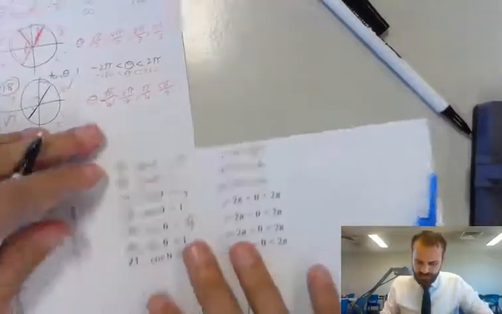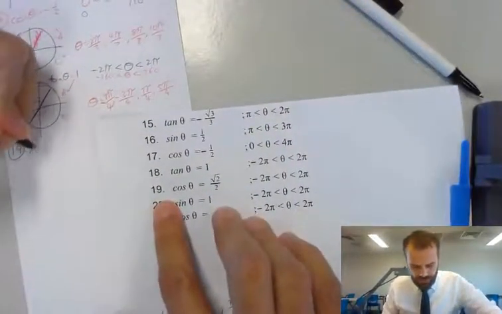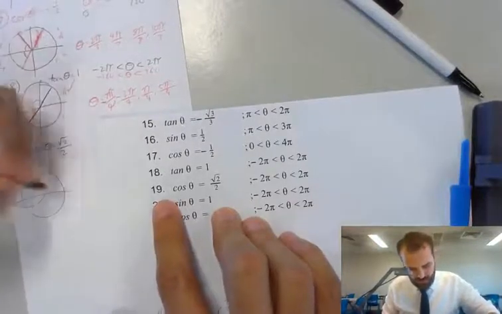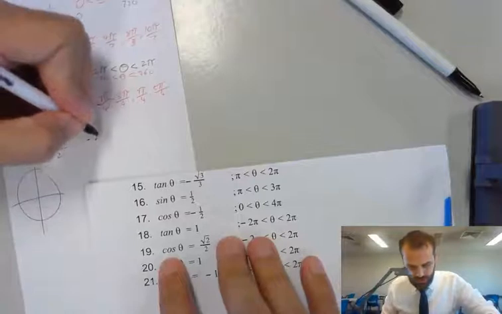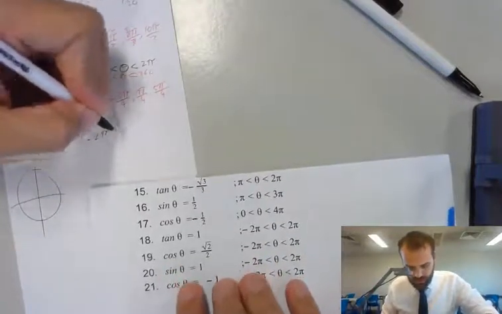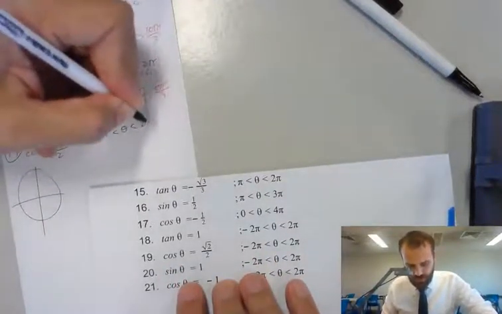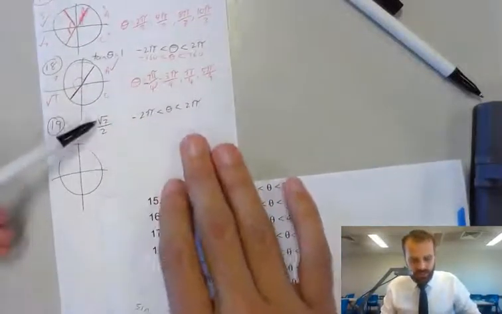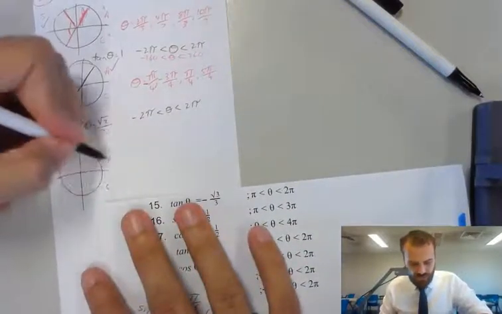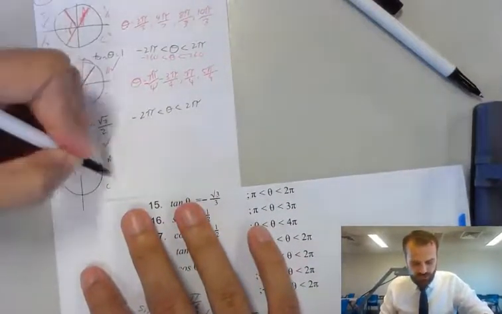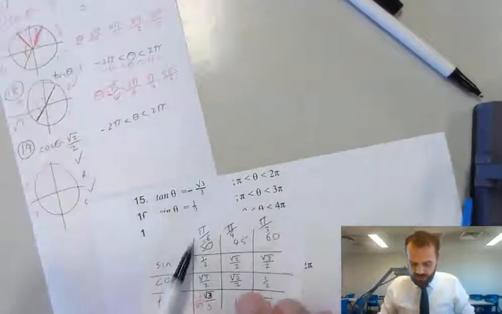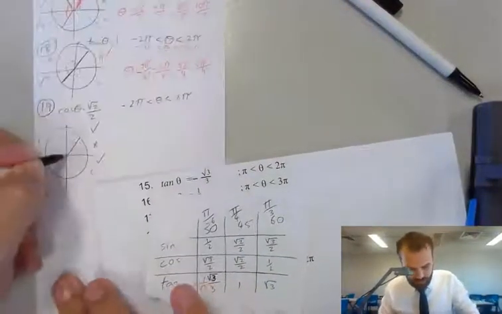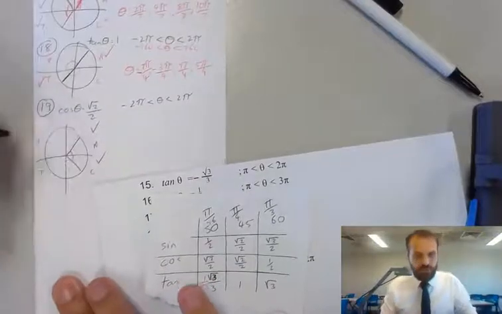Question 19. Cosine theta equals root 2 on 2. Again, this one's between negative 2 pi and 2 pi. Let's see what we're dealing with here. Cosine theta equals root 2 on 2. It's positive, C-A-S-T, in this quadrant and this quadrant. Root 2 on 2, it's pi on 4. Pi on 4, pi on 4.